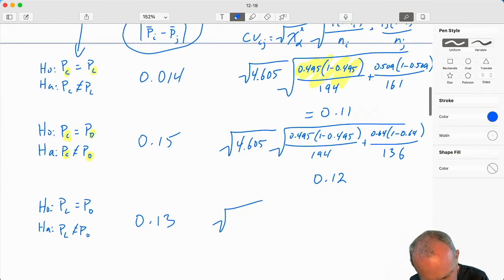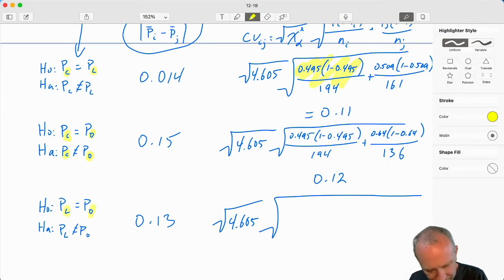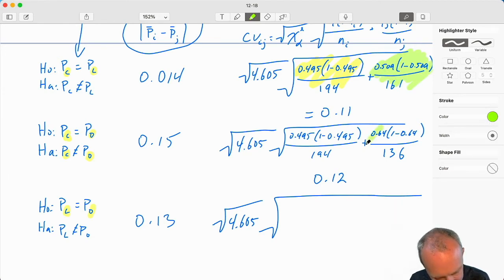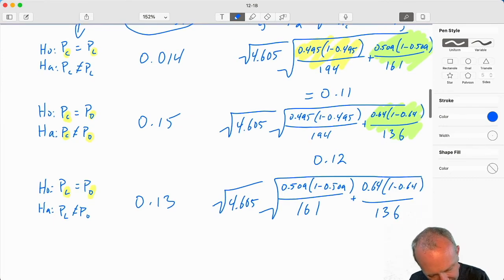And the next one. Now I'm looking at liberals and other. That's going to be the same as this. Here's the liberals and here's the other. So I can just copy this. 0.509 over 161, and here 0.64 over 136, and that gives us also, with a little rounding error, which is fine, a critical value of 0.12 as well, very close to the previous calculation.